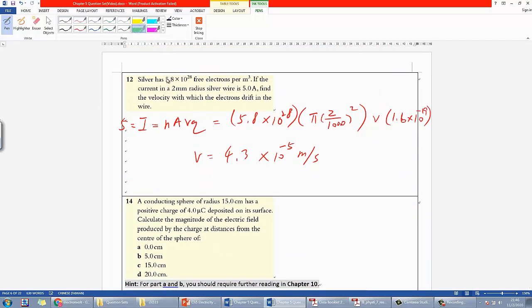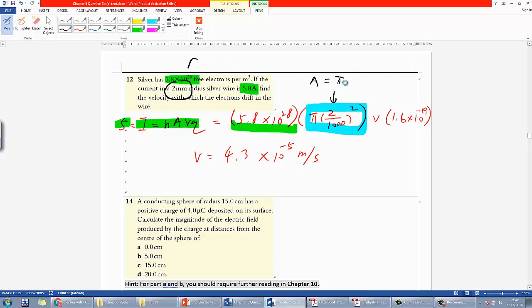Next question, we have a more straightforward question, actually, this one. All right, very simple question. We again use the equation I = nAvq. We know I from the question, and we know n from the question also. Then just one little thing: the radius is given in the question, so the area is pi r squared. Lastly, for q you have to find it from the data booklet, the elementary charge, and that's how you find the answer.